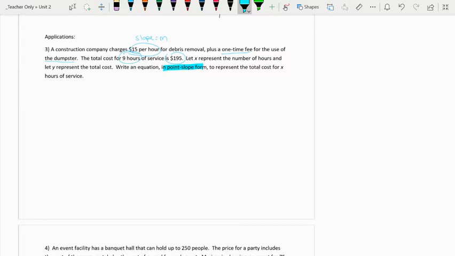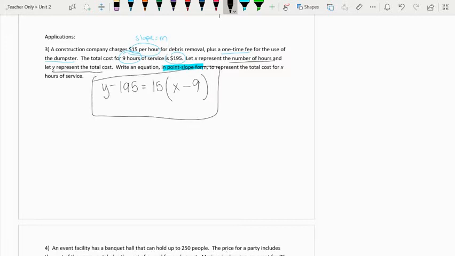Okay, so the big thing is, I know it's going to be Y minus something, right? And it says Y is representing the total cost. Well, the total cost was $195. Like I said, we have that $15 that is your slope. Anytime you're talking about per hour or per second or things like that, that's slope. And then we have X minus the hours because it says it's the number of hours. So it would be -9. And that would end up being our equation.